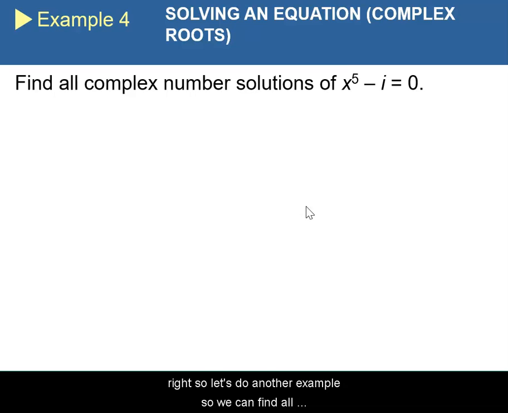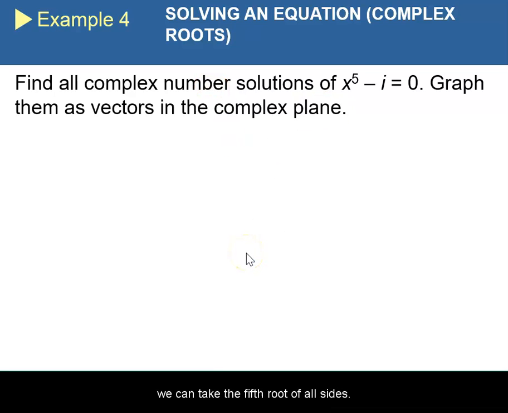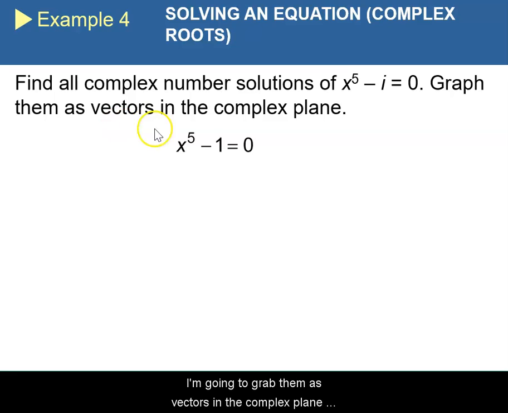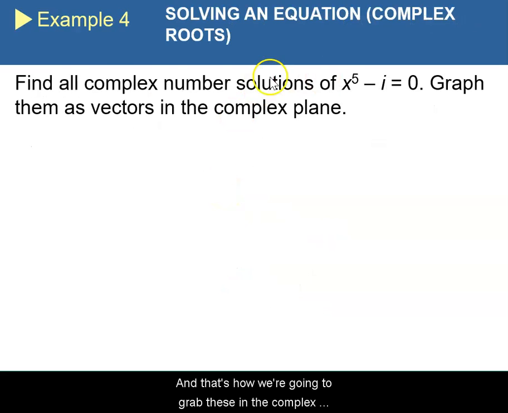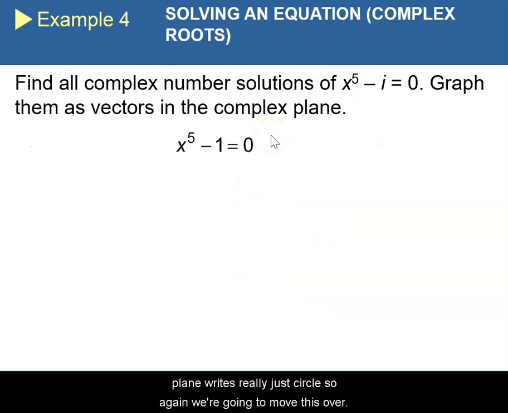We're going to find all complex number solutions of x to the 5th minus i equals 0. So now we have an equation rather than just finding these roots. It's not that much different. We single out the x and then take the 5th root of both sides. We're going to graph them as vectors in the complex plane, very similar to what we did here. We're going to graph each one along a circle of radius, whatever we're using. In this case, notice that the radius is 2. It's really just a circle.